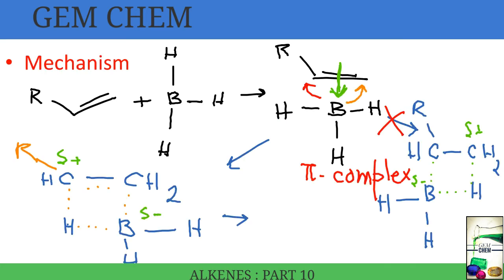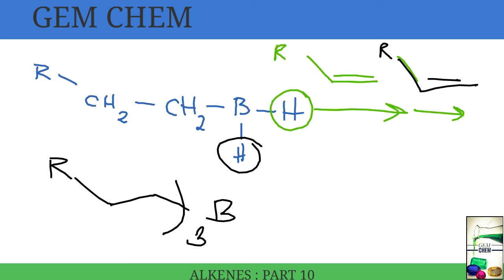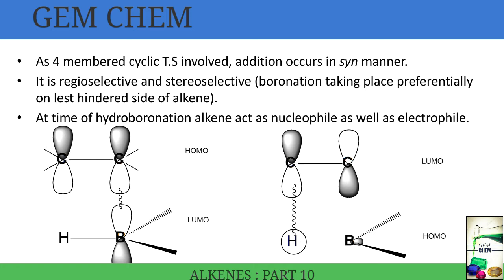Right. This is the mechanism, and this occurs in a concerted process, that is, it takes place through a 4-membered cyclic transition state formed by addition of a polarized B-H bond to the alkene double bond. Now we will see, as a 4-membered cyclic transition state is involved, addition occurs in a syn manner, on the same side. That is, we are seeing that addition is taking place from the syn, that is, the same side.